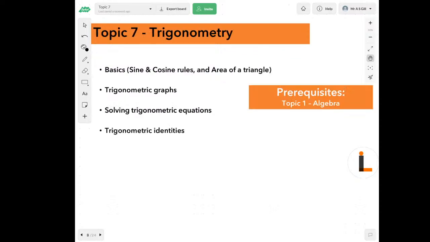So, this is just an overview of what we're going to look at. There's only 4 bullet points here, but within each of these, there's quite a lot, particularly around solving trigonometric equations and the different ways that these rules and the area formulae can be used. It's really important that we have a solid understanding of algebra, how to rearrange equations, how to make different things a subject before we look at trigonometry.